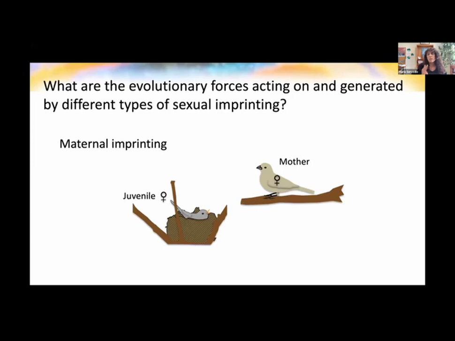So the 3 types of imprinting that we competed are first maternal imprinting. So this is when the choosing sex, which I'm going to represent as a female, which is typical, acquires their mating preference by imprinting on the phenotype of their mother. So this is a trait that they then prefer in males. So that could be color, it could be song, it could be any sort of trait. Paternal imprinting is pretty much the same thing, but they're imprinting on their father.